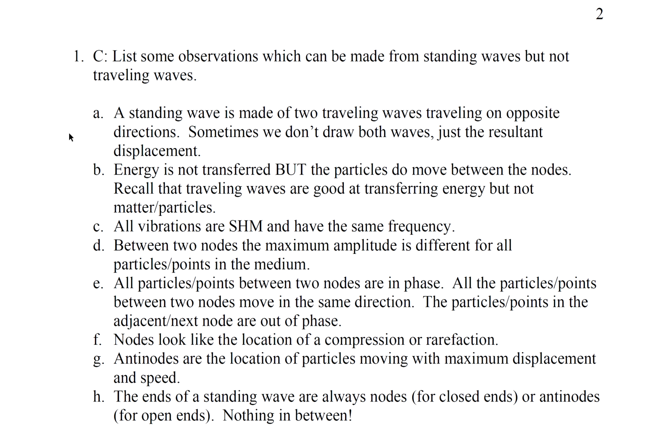Question 1. List some observations which can be made from standing waves but not traveling waves. So when we learned about diffraction and refraction, those were all traveling waves. Now we're going to learn about standing waves. A standing wave is made of two traveling waves traveling in opposite directions. Sometimes we don't draw both waves, just the resultant displacement.